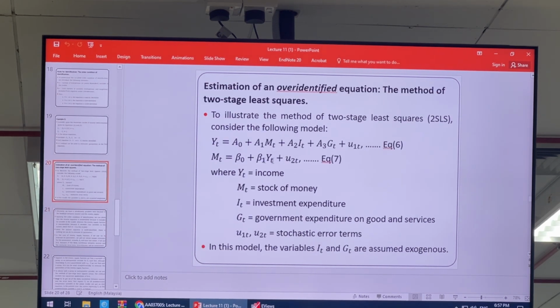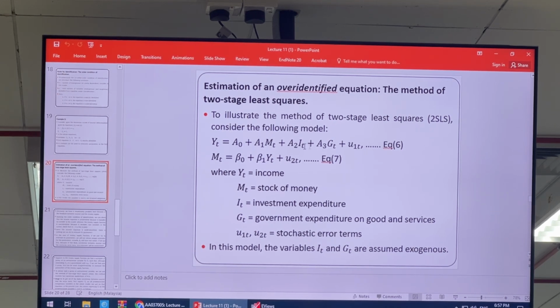Here, how many total variables do we have in the system? We have Yt, Mt, It, Gt. So we have 4. Now we want to know, for each coefficient in the first equation and the second equation, A0, A1, A2, A3 and so on, whether we can get an estimate or not. We want to identify each equation.